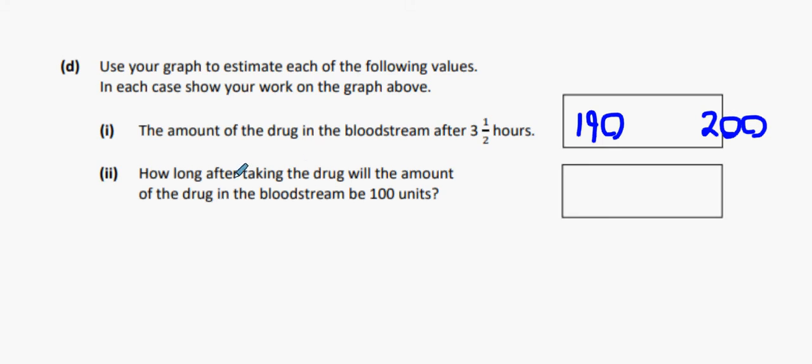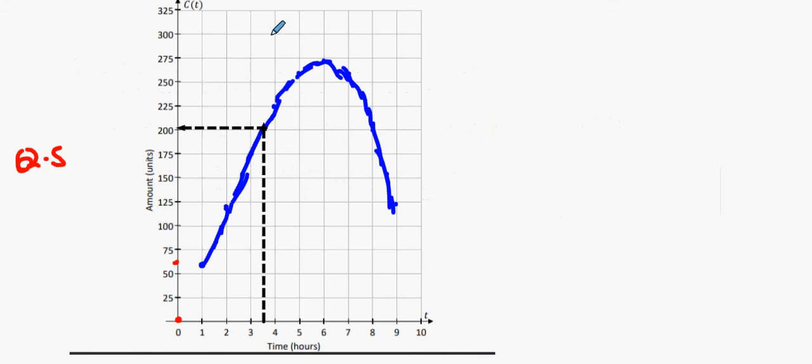How long after the drug will the amount in the bloodstream be 100 units? 100 units, okay, let's see, 100 units. So where's 100 units on the axis? Down here, isn't it? Just under 2 hours. So what you reckon, 1.8, 1.9 hours? Yeah. Will that do it? Yeah. 1.8, 1.9 hours.